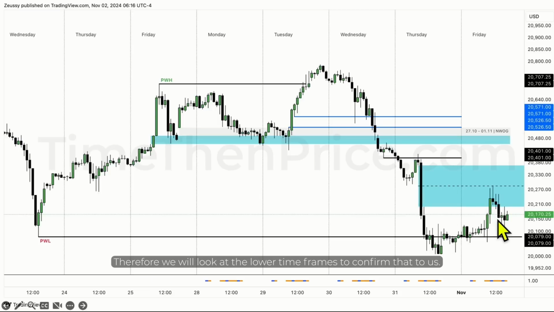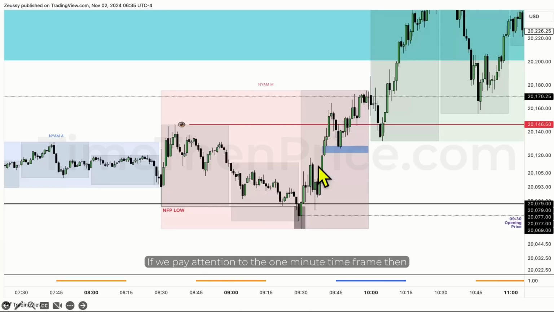Therefore, we will look at the lower time frames to confirm that to us. If we pay attention to the 1 minute time frame, what I want you to see is that I've annotated the NFP low. At 8:30 a.m., NFP was delivered. NFP wasn't as explosive as I thought it would be. There wasn't as much volatility as I thought there would be. And instead, we saw just this very minor repricing taking place. Nevertheless, I still pay attention to the NFP low and the NFP high.